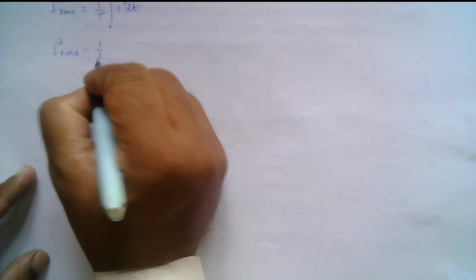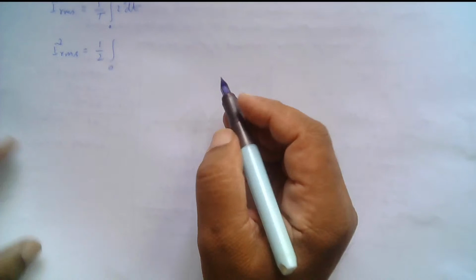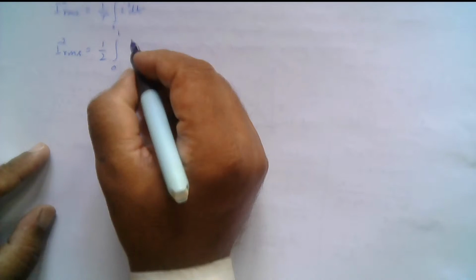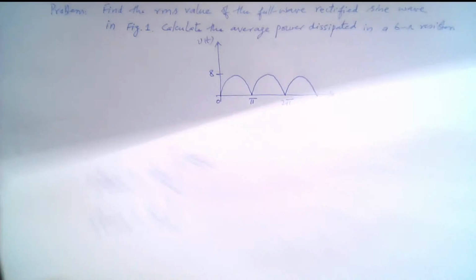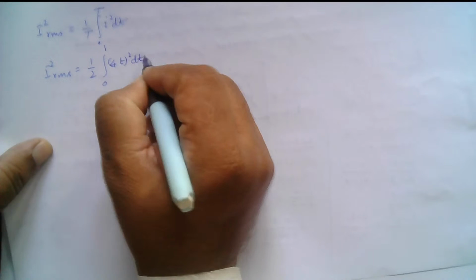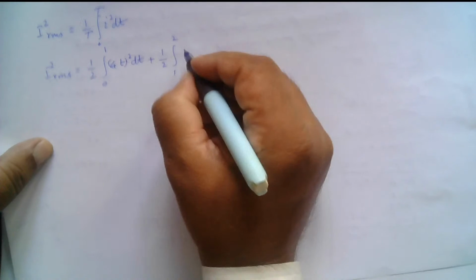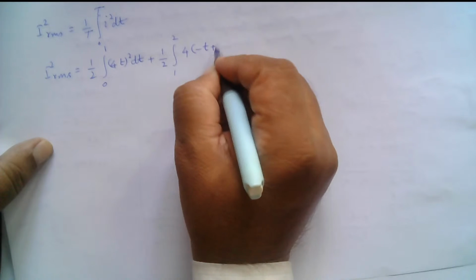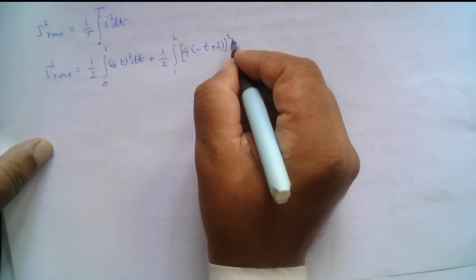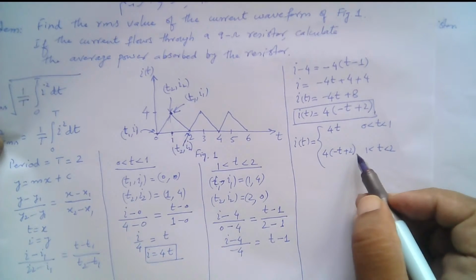So 1 over 2, and the period is 0 to 2, but we know that we divide this period into two segments. From 0 to 1, i is equal to 4t, right? So 0 to 1, this is 4t squared dt, and plus 1 over 2, then 1 to 2, this is 4 into minus t plus 2 squared dt, right?